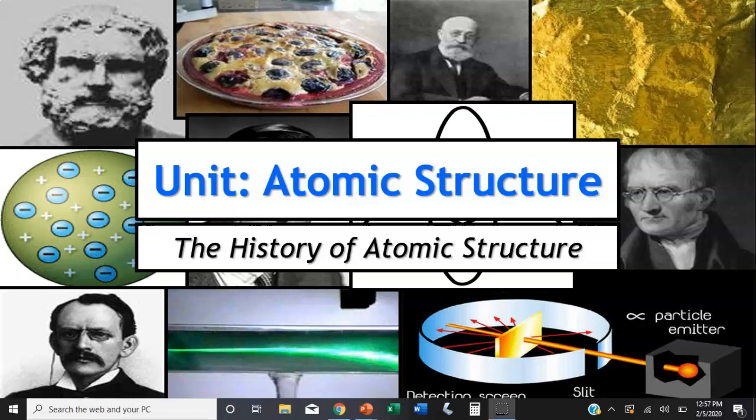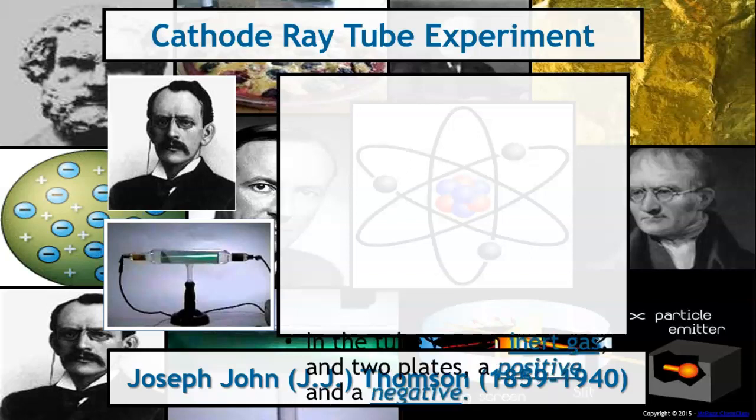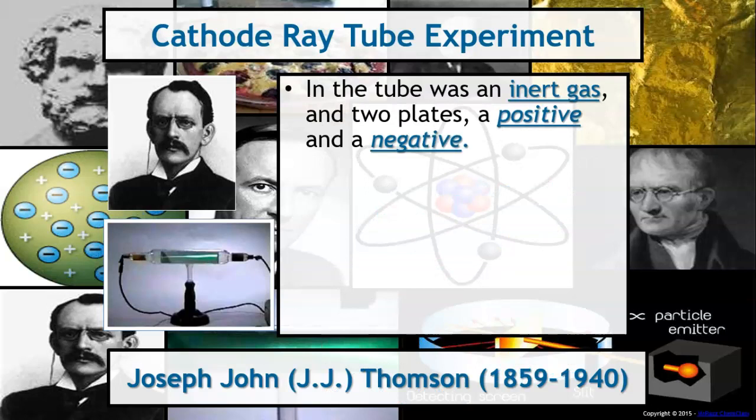All right. So today we're going to take a look at another gentleman. His name is J.J. Thomson. He lived shortly after Dalton. He was born about a decade later, and did his work in the late 1800s, early 1900s, and he is famous for an experiment that he did. We call it the cathode ray tube experiment.